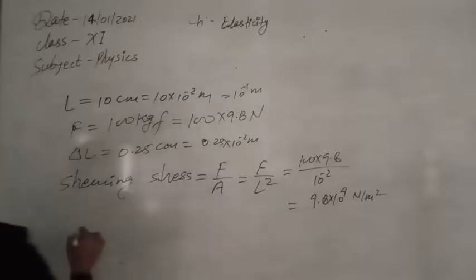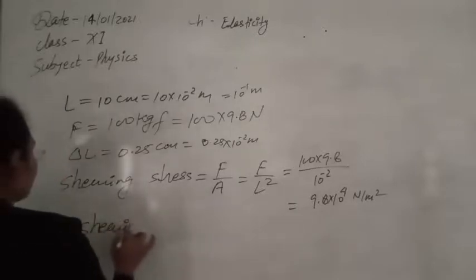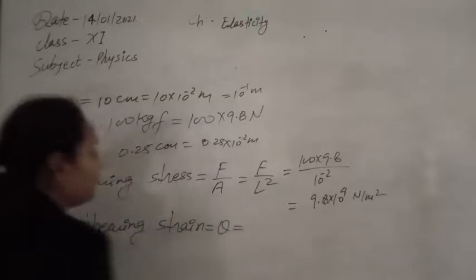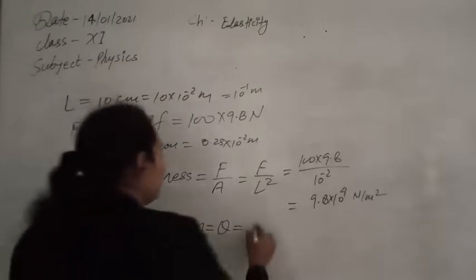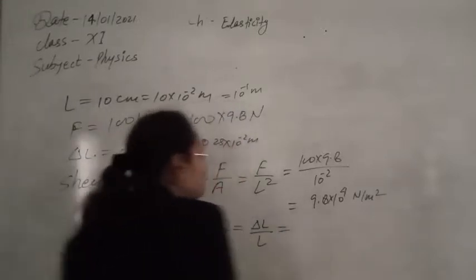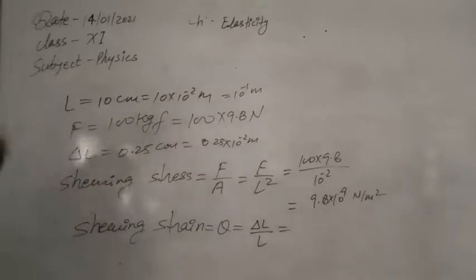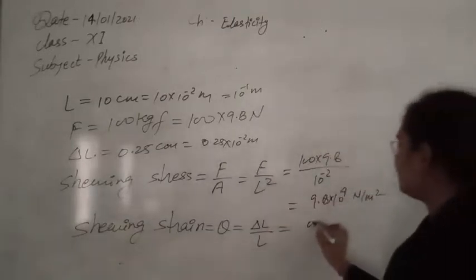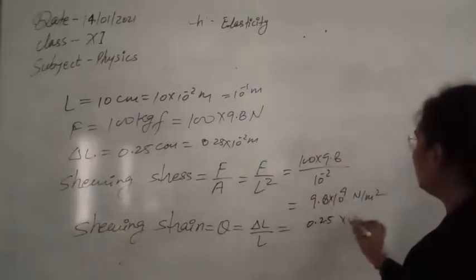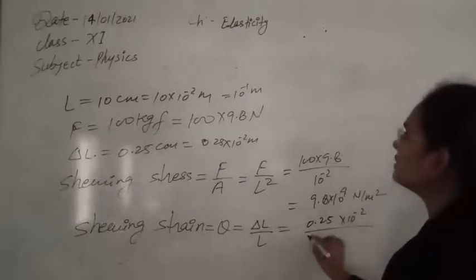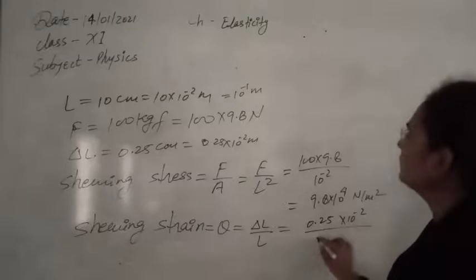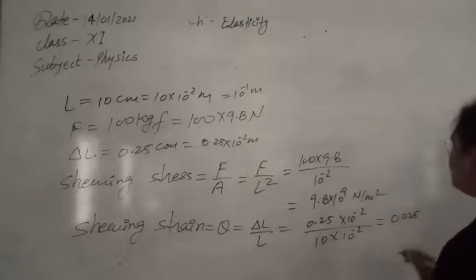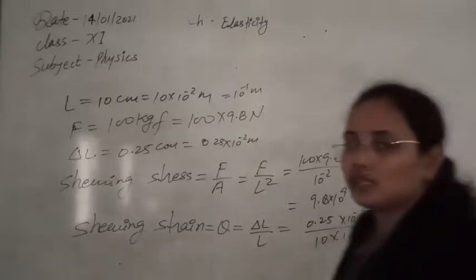Now the next concept that we can calculate is the shearing strain. The shearing strain is given by theta, and tan theta is equal to the change in length over the original length, just like we obtain strain in the wire case. That is delta L by L, where delta L has value 0.25 into 10 to the power minus 2, and L is 10 into 10 to the power minus 2. From here this is obtained as 0.025, which is the shearing strain.